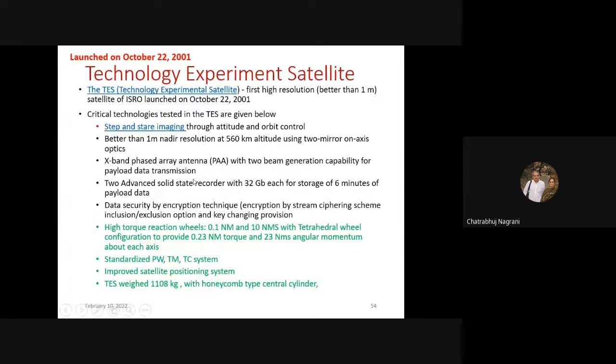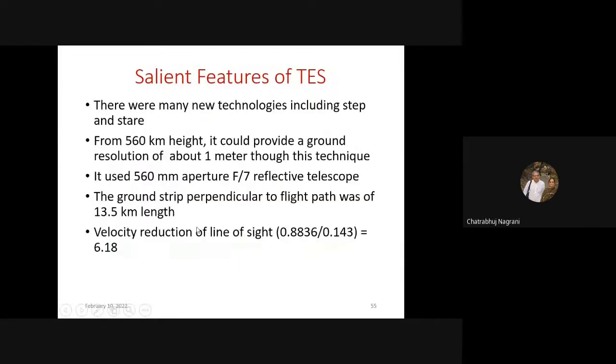We had a solid state recorder. So even if the satellite is not over the Indian region, you take the data and store it in the tape recorder, a solid state tape recorder. They don't go bad; basically it is solid state memory. And then when the satellite comes over the Indian region, you download that. And for that, what you see in green color is how it was achieved using the bus systems. I will not go into the bus system.